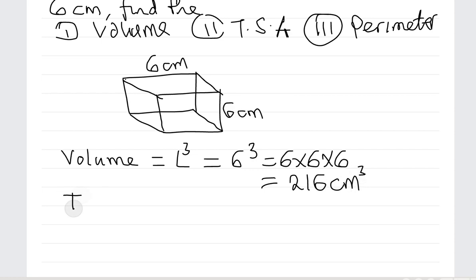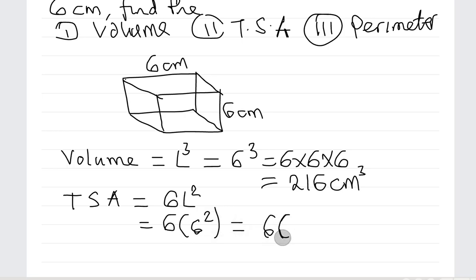Then the total surface area. What's the formula? 6L squared. So that will give us 6 into bracket 6 raised to power 2. That will give us 6 into bracket 36, which will also give us 216. What is the unit of area? Centimeter square. Are you seeing that now?